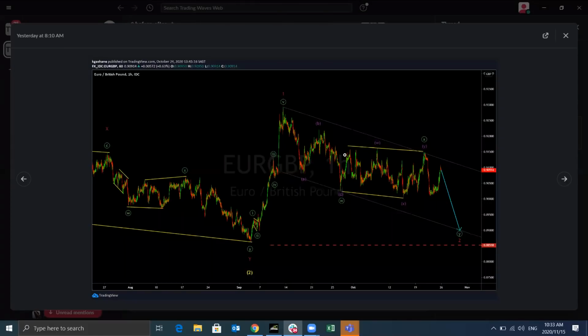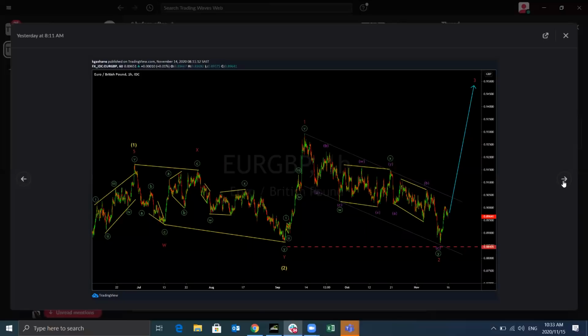Right, so this is Euro Pound. Euro Pound, we have been detailing how this was going to make a push to the upside here and was going to drop here. How has this played out now? This is how Euro Pound has played out. Exactly as forecasted. This is like magic.